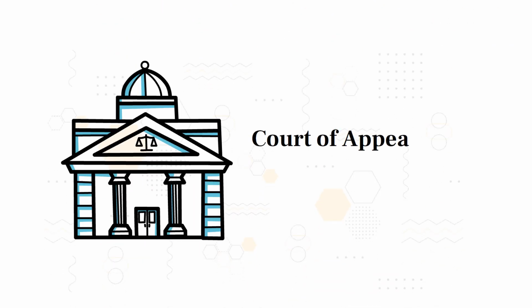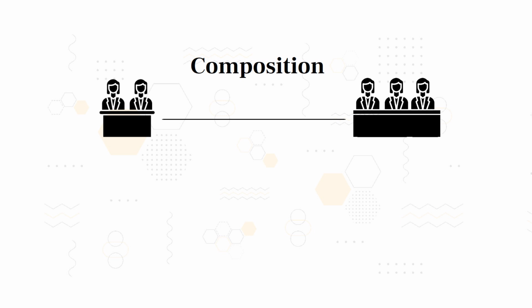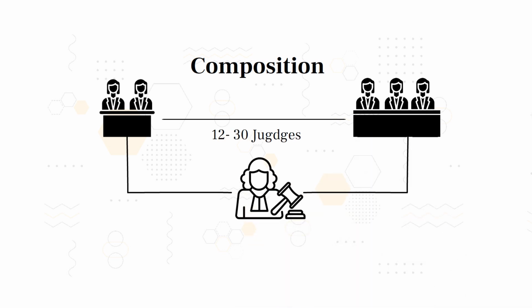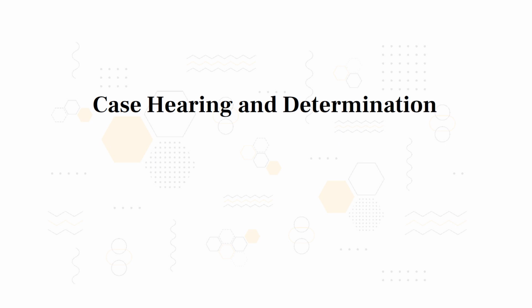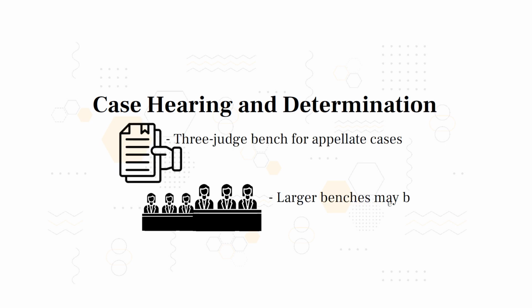The Court of Appeal is the second highest court of Kenya. It is composed of a minimum of 12 judges and a maximum of 30. The court is headed by a president, who is elected by the judges from among themselves. Appellate cases are often heard by a 3-judge bench. Larger benches may be set up in exceptional cases.